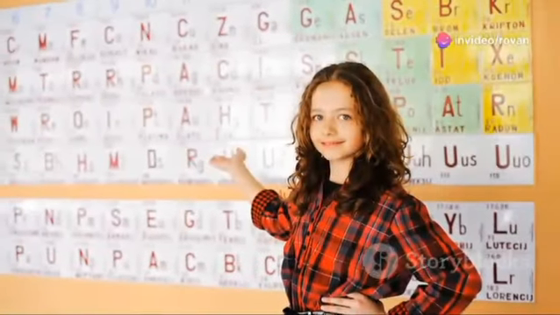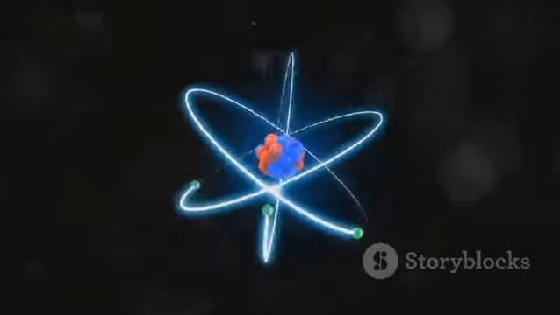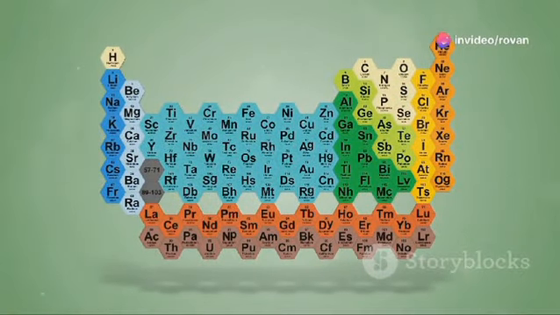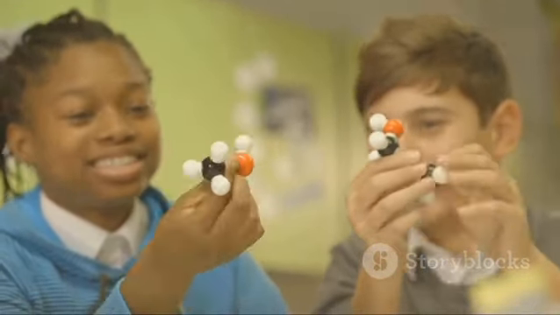Chapter 4. Let's talk about those periods, those rows across the periodic table. There are 7 of them, and each period represents a different energy level that electrons can occupy. As we move down the periodic table, each new period means electrons are added to a higher energy level, farther away from the nucleus. Imagine electrons as students, and each period is a different grade level in school. The higher the grade, the more energy these electron students have.